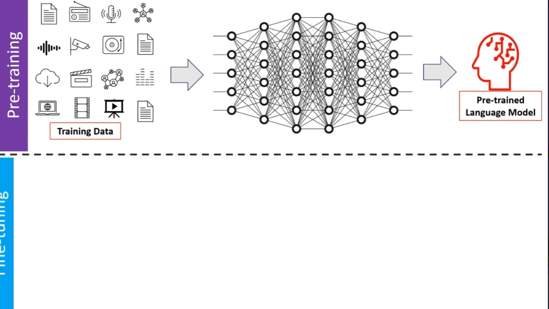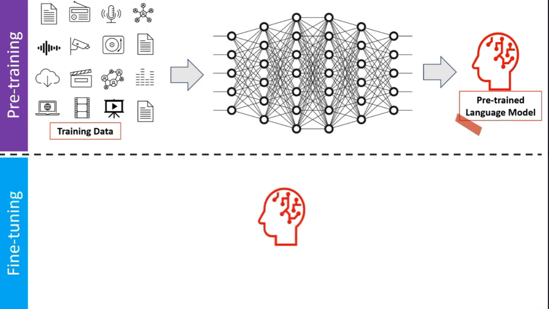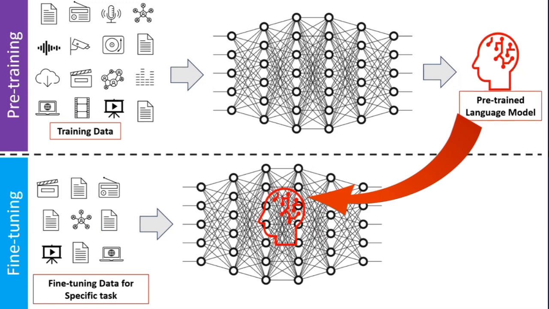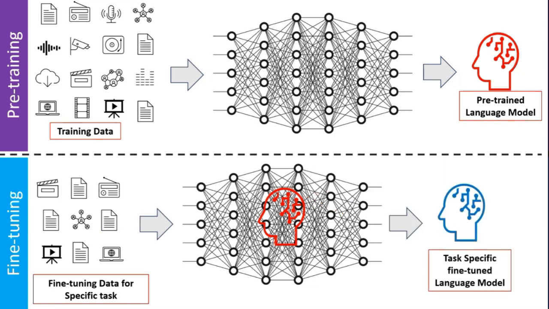The second stage is fine-tuning, which refines this pre-trained model using a task-specific dataset and produces a task-specific fine-tuned model, something like ChatGPT. While pre-training builds broad capabilities, fine-tuning ensures the model can follow instructions and perform specialized tasks.